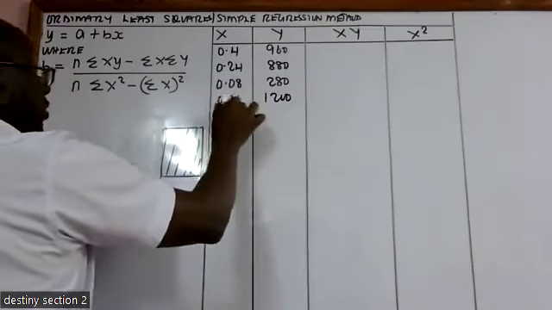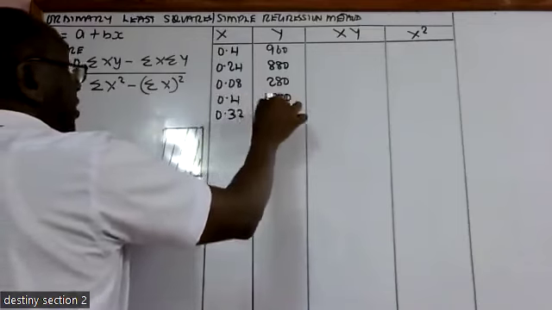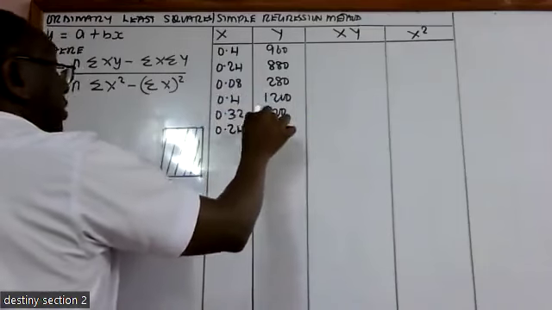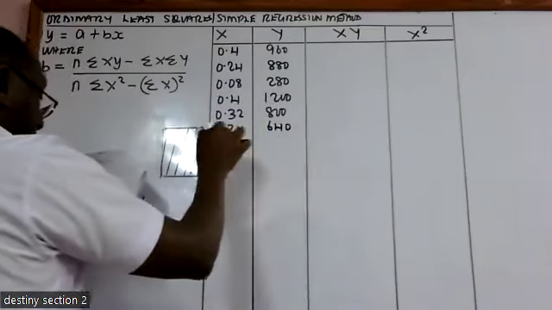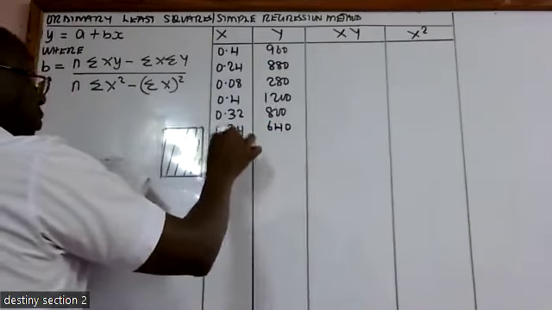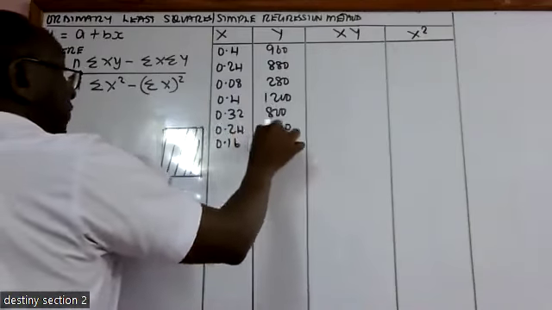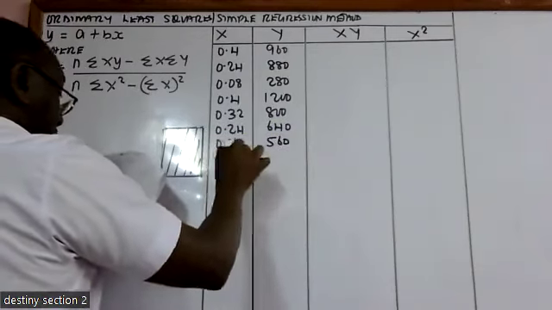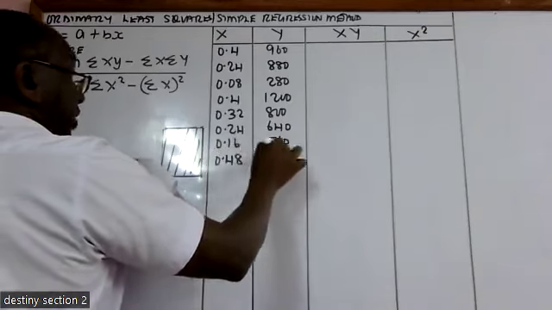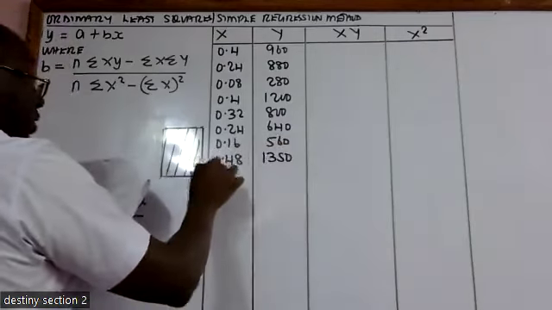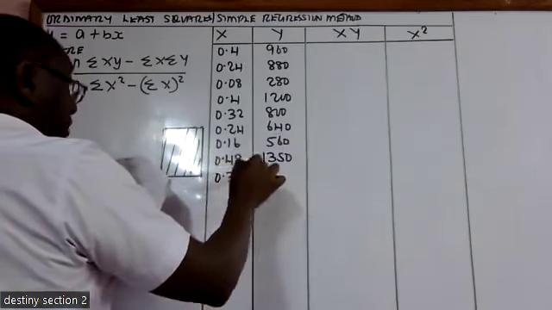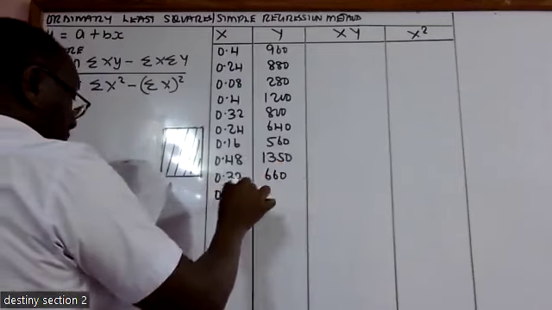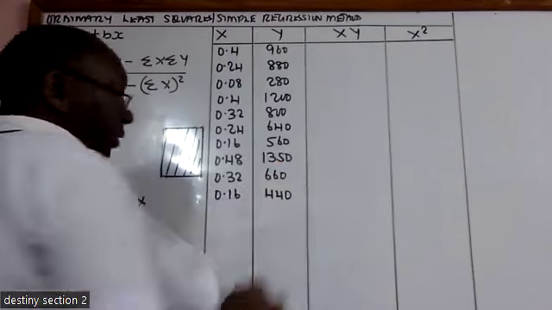This is 0.32 versus 800. 0.24 against 640. This is 0.16 against 560. This is 0.48 against 1350. 0.32 against 660. 0.16 against 440.